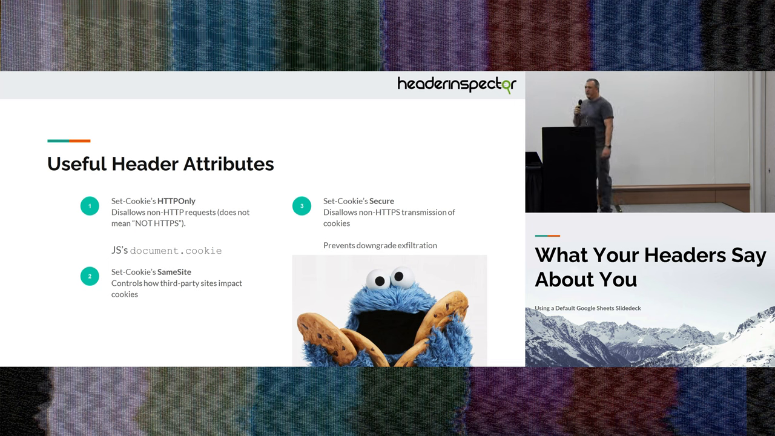And finally, the same site. This one's newer, it's not used as often. What that does is it controls how cookies are propagated between requests. So if I'm going from Bob's Bank to Bob's Bank, that cookie is going to persist when I land on that second page. If I'm going from Bob's Evil Bank to Bob's Bank, if I have same site set to strict, what will happen is it will actually remove those cookies, so it will be set to a not logged in page.